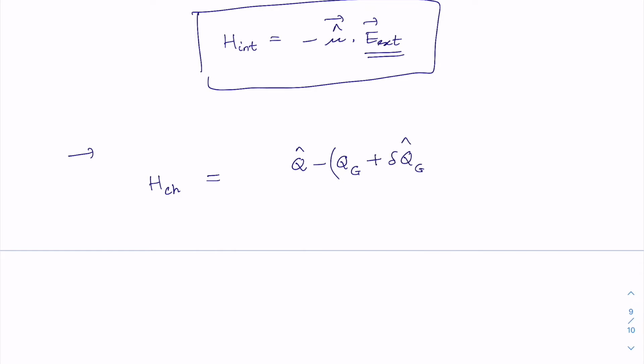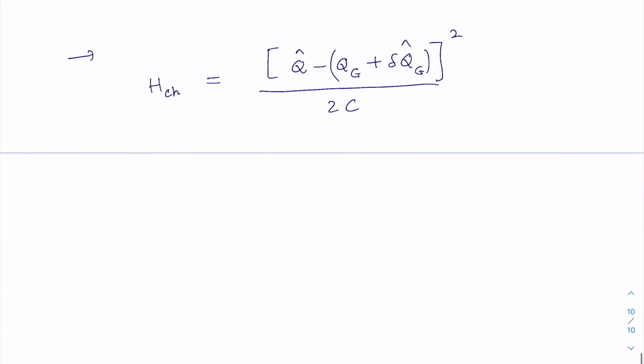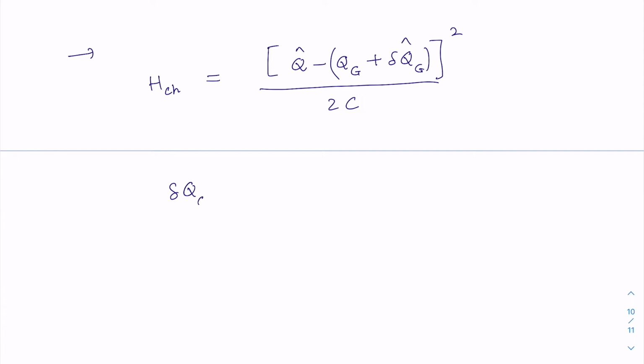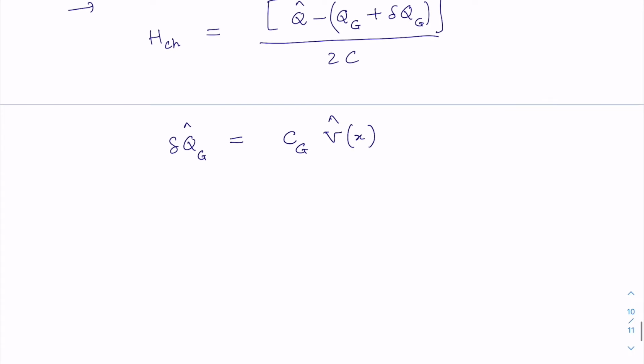Okay, this is the quantum fluctuation, and then this is the charging energy term, q square by twice c. And in fact we can write this extra fluctuating charge as Cg into the fluctuating voltage. Cg is the gate capacitance, which depends on the geometry, and it depends particularly where we put the Cooper pair box in the transmission line resonator.